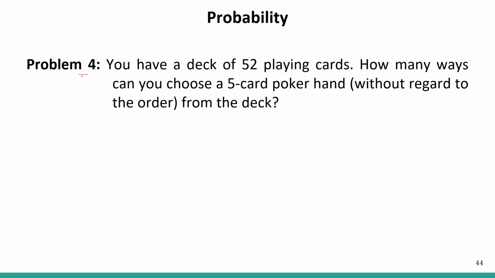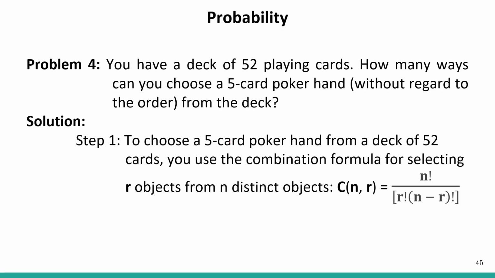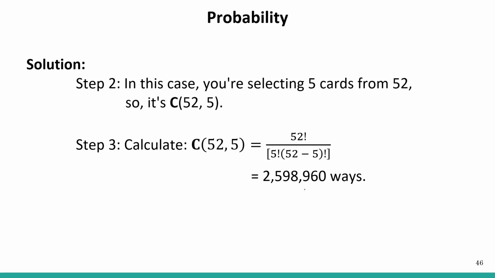So let's see problem number 4. You have a deck of 52 cards. How many ways can you choose a 5 card poker hand, without regard to the order, from the deck? So to choose a 5 card poker hand from the deck of 52 cards, you use the combination formula nCr, which is equal to n factorial by r factorial into n minus r factorial. So basically C(52,5) will be what?